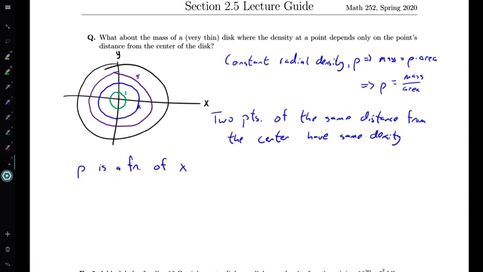So here we have rho being a function of x, because 2 points of the same distance have the same density. Great, so now that we can think about rho as a function of x, we want to, again, split up the interval from the origin out to the radius of this thing. So if our disk, for instance, has radius r, actually let's make this a capital R. If our disk has radius capital R, then we can split up the interval from 0 to R into a bunch of small little subintervals.